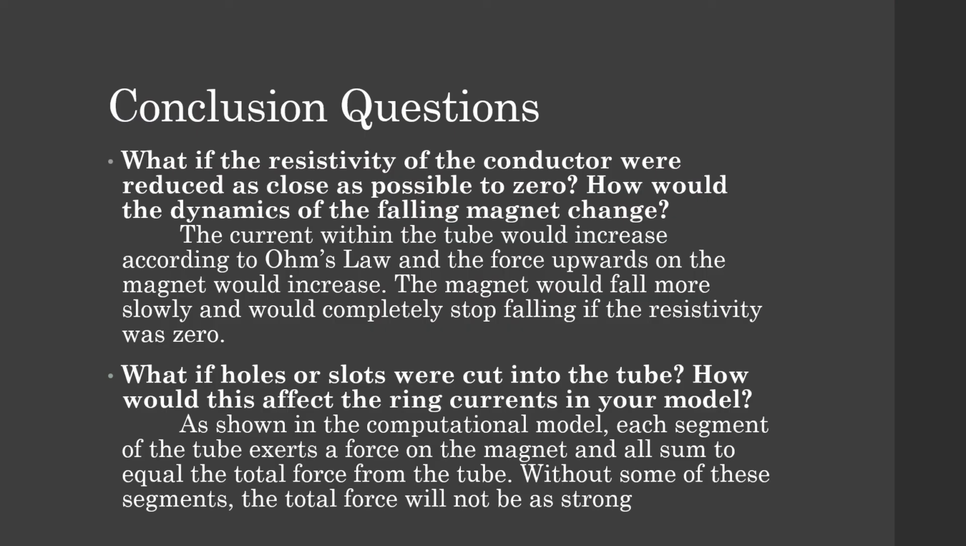Finally, the first conclusion question asked what the falling magnet would look like if the resistivity of the conductor of the tube was reduced to 0. As stated in Ohm's law, the current in the tube would increase, and therefore the force upwards on the magnet would increase. Therefore, the magnet would fall more slowly and would completely stop falling when the resistivity was 0 and the force on the magnet from the tube was equal to the force due to gravity on the magnet.